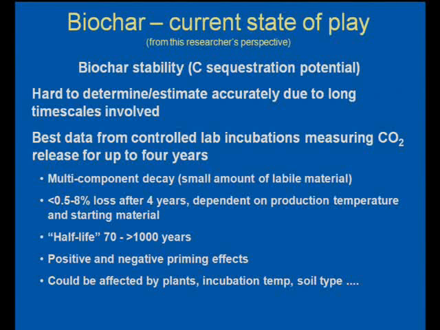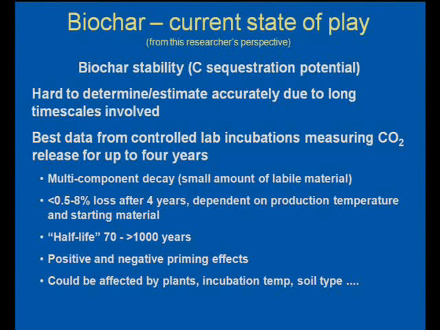What we find is that we get an initial loss of carbon that's reasonably quick, slower than for biomass, but still over that weeks and months period, and then it tails off. After 4 years, we get mineralisation of carbon between about 0.5% and 8%, depending on the production temperature and the starting material. And this converts to half-lives of anything between 70 and 1,000 years, but the meaning of a half-life, when you've only looked at the first bit of the incubation, you don't really know whether there's different components, is a little bit problematic.